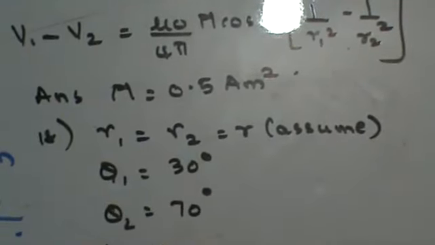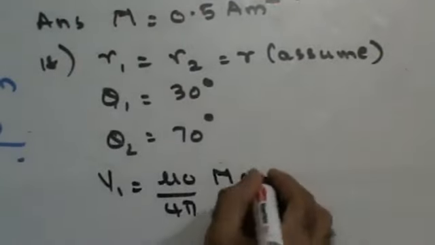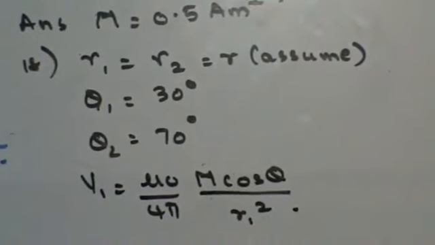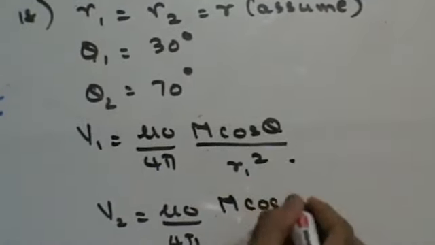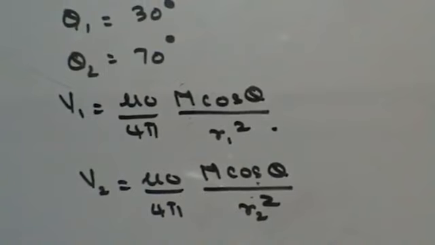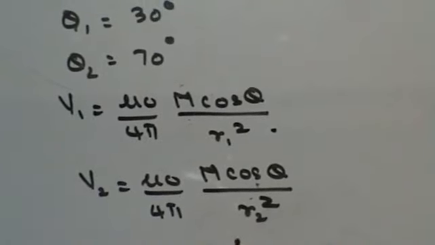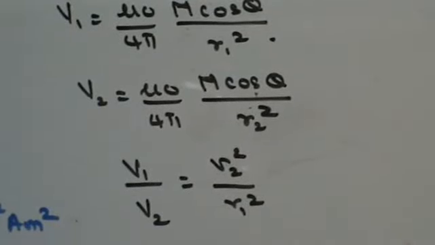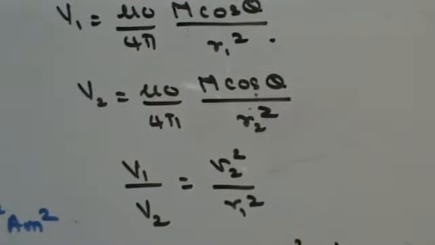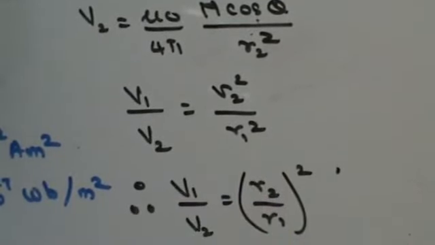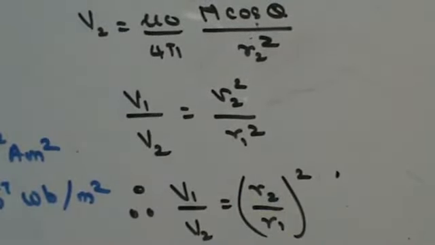V1 is mu 0 upon 4 pi, m cos theta upon r1 square. V2 is mu 0 upon 4 pi, m cos theta upon r2 square. You have to find out V1 upon V2. So you will get this as r2 square upon r1 square. Therefore V1 upon V2 will be nothing but r2 upon r1 the whole square. Right? You should get this answer as 1.462. Right? Okay. We'll stop this here for the day. Thank you very much.